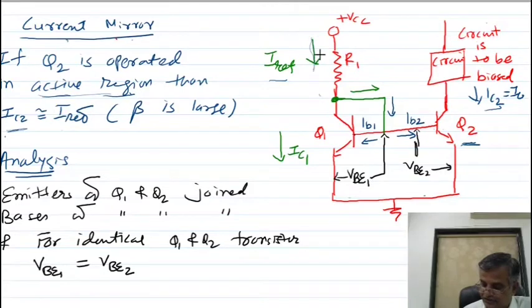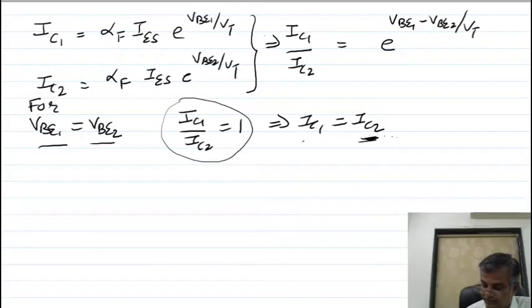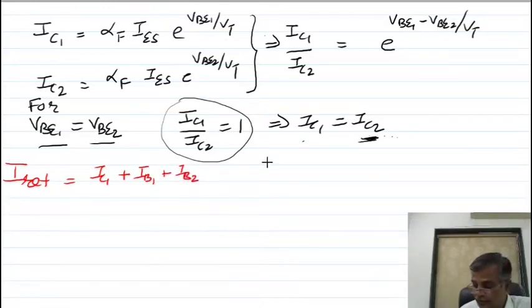See this circuit. I reference is equal to IC1 plus IB2 plus IB1. I reference is equal to this current plus this current. So I am showing that part. I reference is equal to IC1 plus IB1 plus IB2.